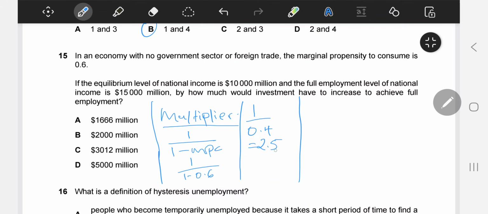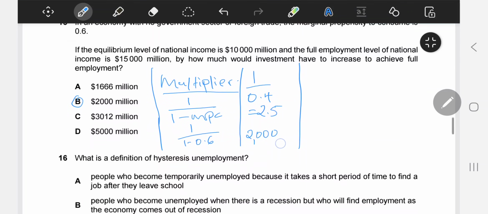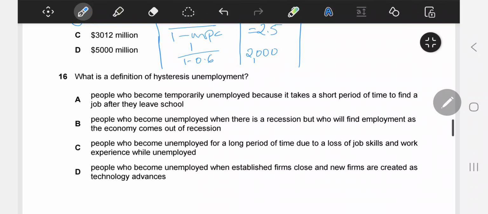And so what we are looking for is a way that we can invest 2 billion, so 2,000 million, because this is going to be multiplied with this multiplier to give us 5,000, and then we're going to move from that to that. So if we can get that 2,000 million, which is 2 billion, with the multiplier, we can go to 15 billion. All right, let's move on to 16.